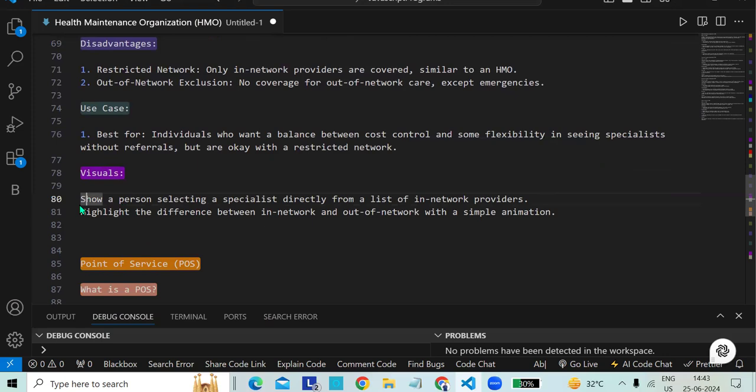And we have visuals. Show a person selecting a specialty directly from a list of in-network providers. Highlight the difference between in-network and out-of-network with a simple animation. So these are some visuals.